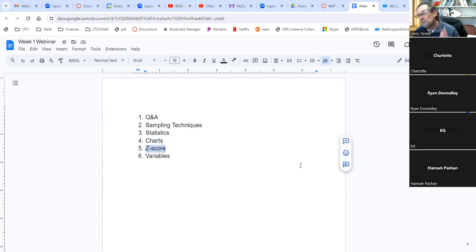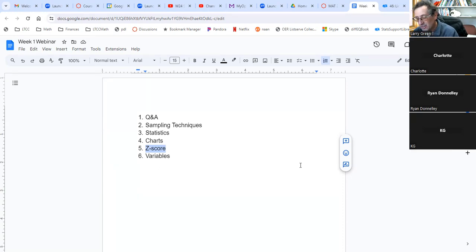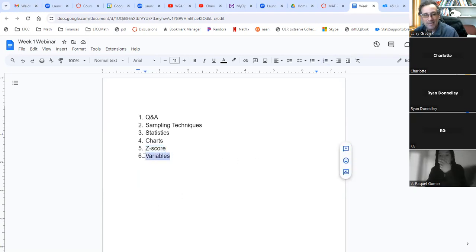Then we're going to look at what's called the Z-score and talk about how that can be used and what it tells us. Again, right now, you probably have no clue what that means, but if you do, you know it's important, and if you don't, you'll find out. And then finally, we'll just look at variables. Today is basic statistics and also a lot of vocabulary. I just want to let you know about that.